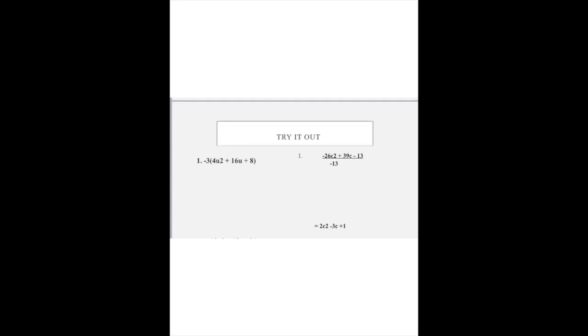So let's work through the solutions to this. Okay, now we're doing multiplication. This is the distributive property, and just to make sure you understand what's going on, this equation should read -3 times (4u squared plus 16u plus 8). So that's what it should read.